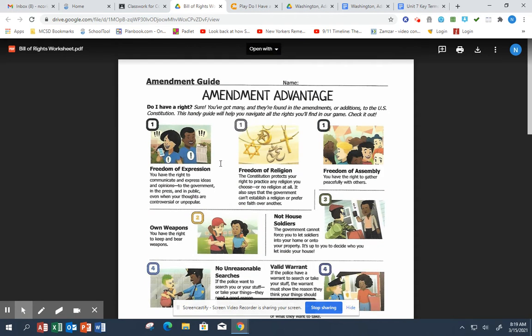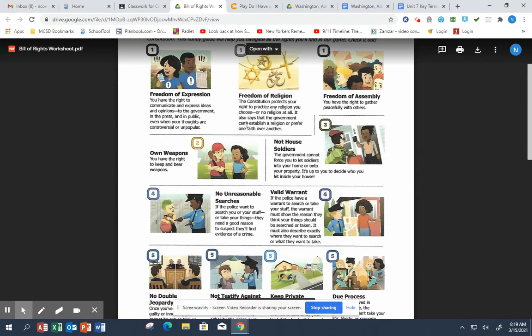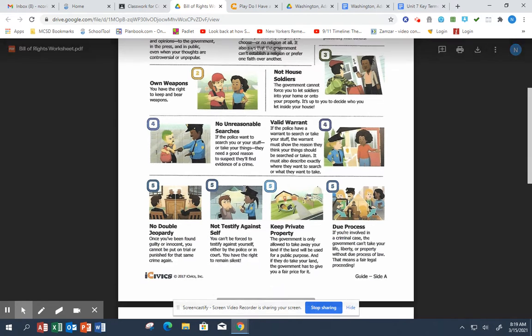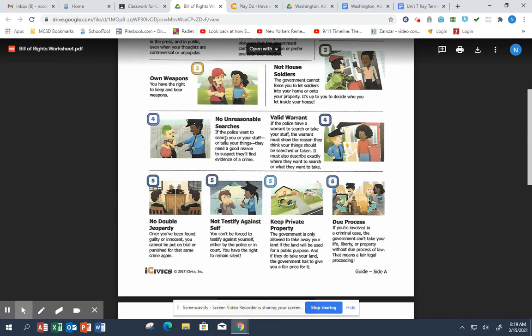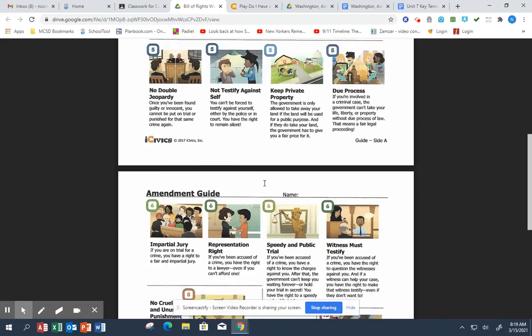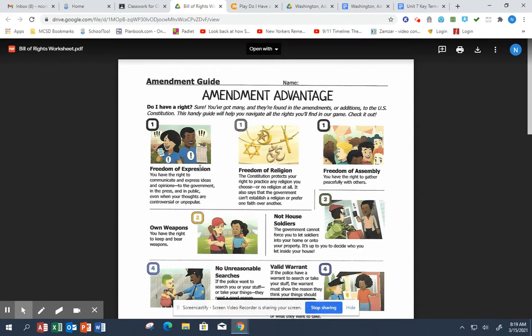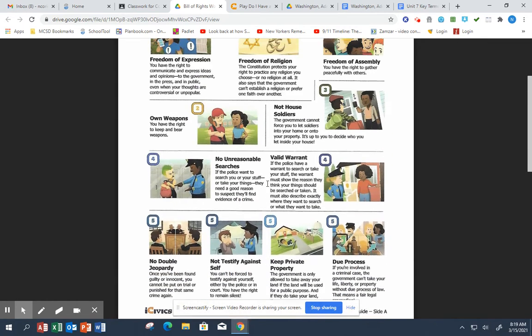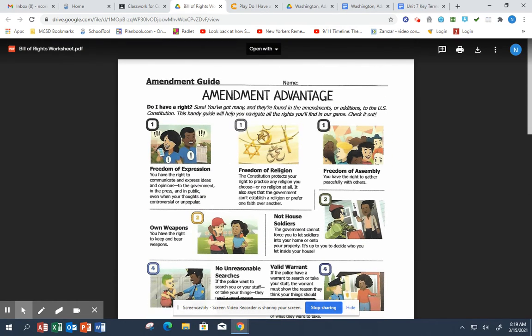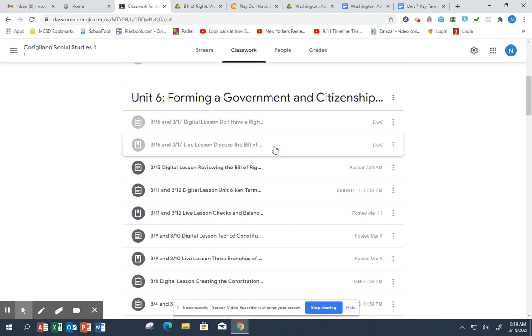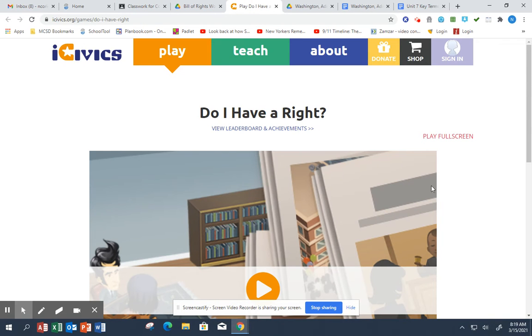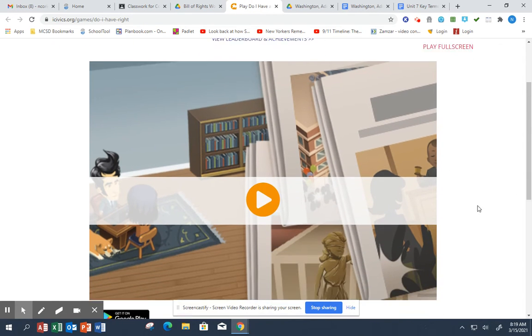The plan for the live lesson on Tuesday and Wednesday is to go over these rights and talk about them. There are some important things to discuss, especially in freedom of expression. So we'll discuss that Tuesday and Wednesday in class. That is the live lesson to discuss the Bill of Rights. The digital lesson is this game right here, the Do I Have a Right game.